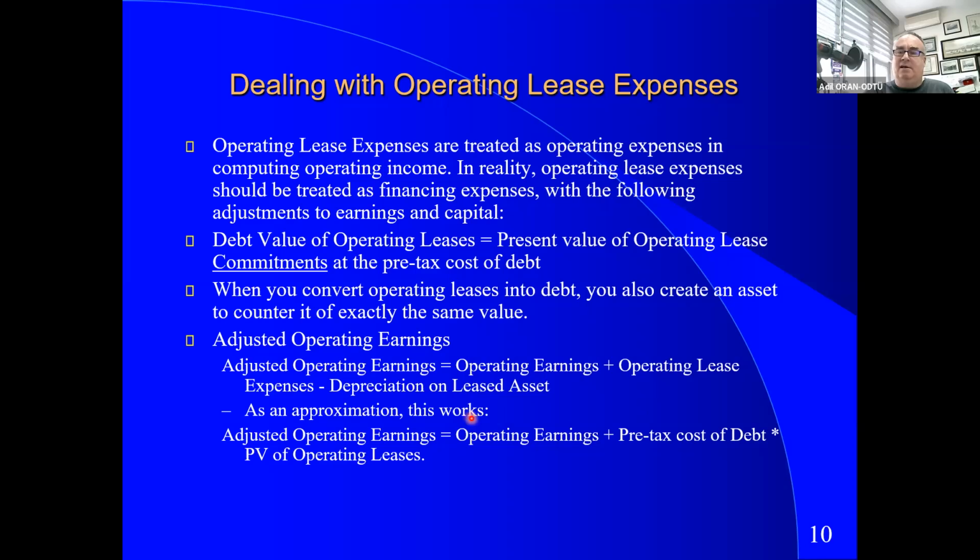And yes, if you want to do it relatively quick and dirty, you can use this calculation as an approximation. So adjusted operating earnings plus pre-tax cost of debt multiplied by the present value of the operating leases can be used to approximate the amount.